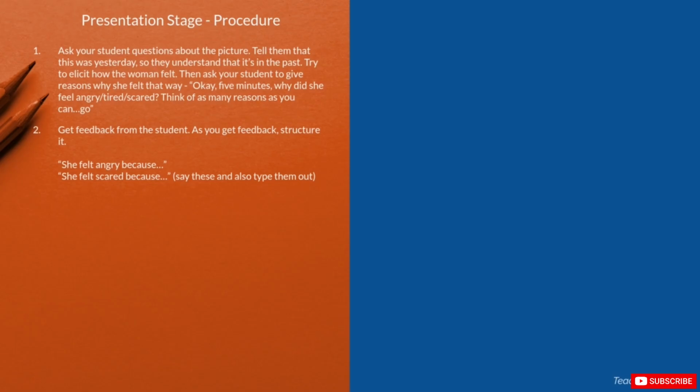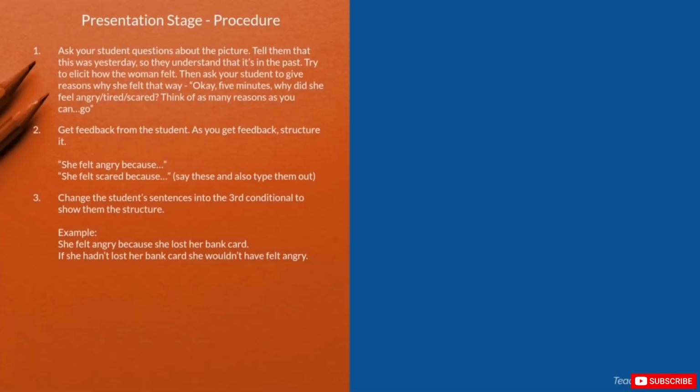If they don't use this structure, just repeat it again. Give them their answer back. If they say, because she had a fight with somebody. Oh, so she felt angry because she had a fight with somebody. Eventually, they'll pick up that you want them to use this specific structure. And as they give you this feedback, we're also going to type this on the screen. And I'll show you how to organize this in the next video.